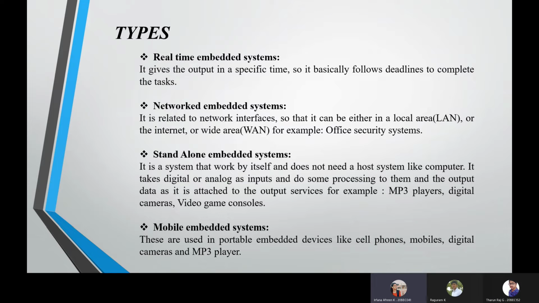Some of the types of embedded systems are real-time embedded systems, network embedded systems, standalone embedded systems, and mobile embedded systems. A real-time embedded system gives the output in a specific time. It basically follows deadlines to complete the task, whereas a network embedded system is related to network interfaces, so it can be either in a local area, the internet, or a wide area, for example, office security systems.